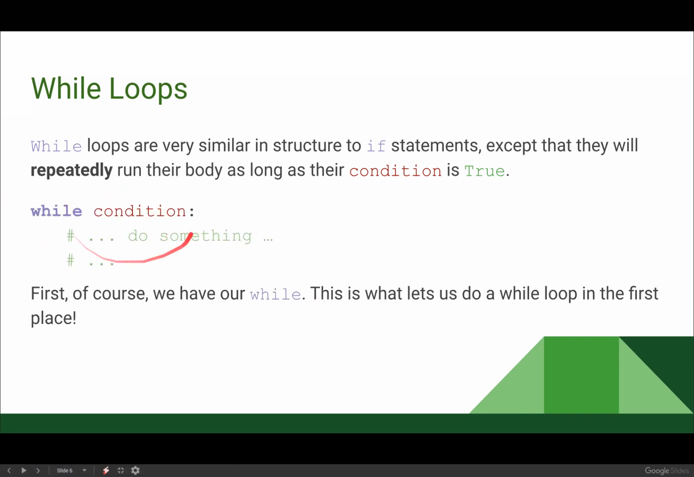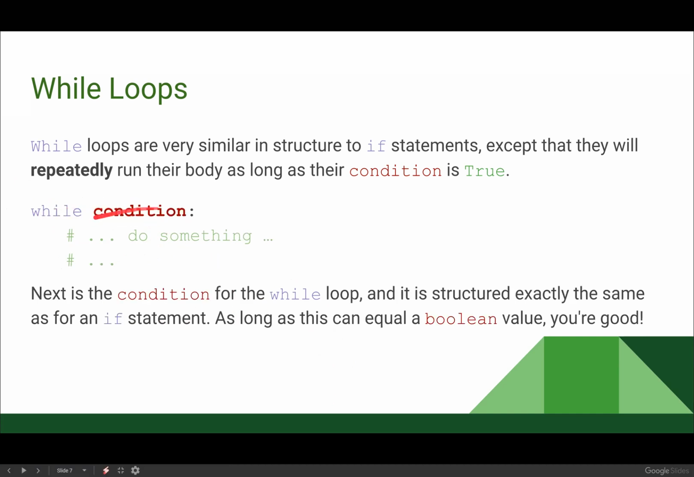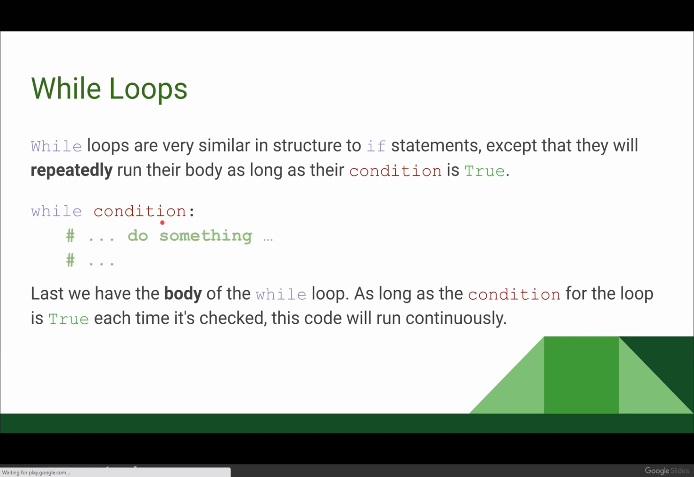So we have our while example here. We got our while first. That's what's letting us do our while loop in the first place. Then we have our condition. Just like an if statement, our condition must be a Boolean value. So we can use a comparison, we can use logical operators, we can combine them. As long as a value is going to equal a Boolean, we are good to use that as our condition. And then last we have our body for our while loop. As long as the condition for the loop is true, every time we check it, this code is going to run continuously.